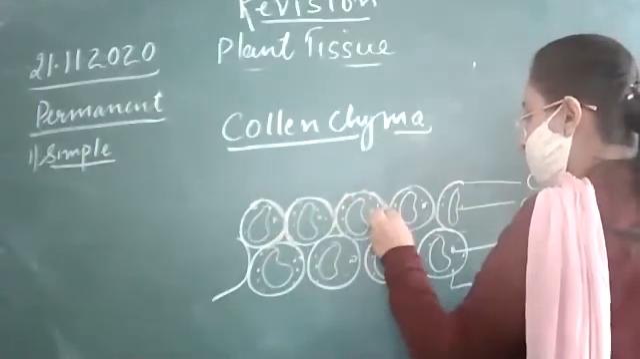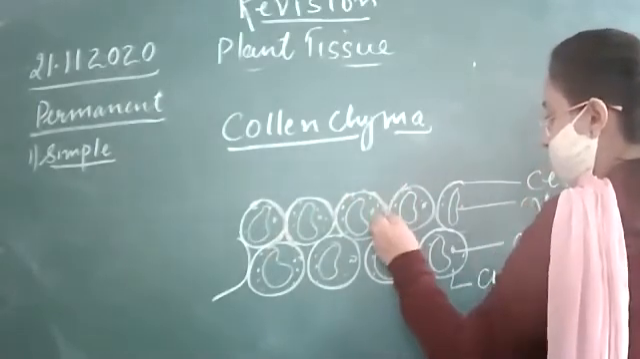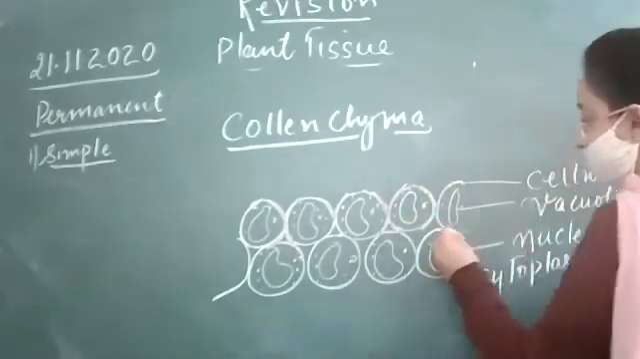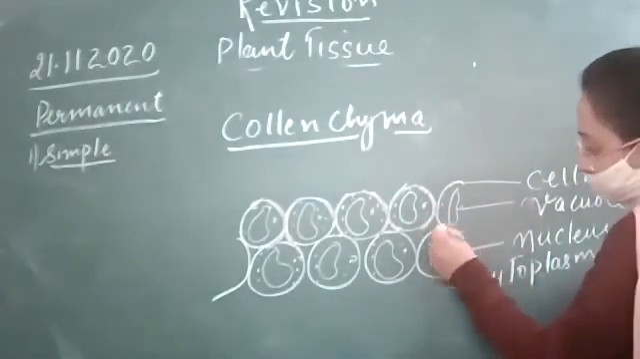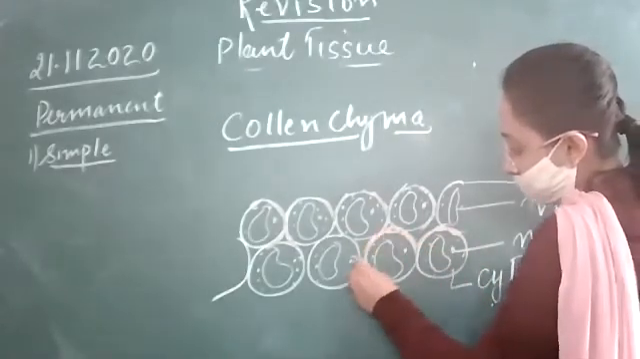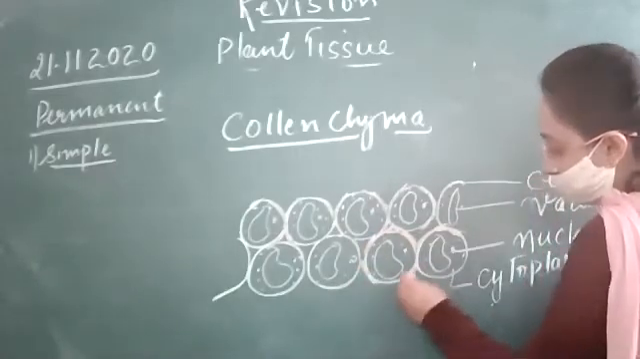Lignin is present in the sclerenchyma. Can anyone tell me why they have thick walls at the corners? Irregular thickening at the corners.